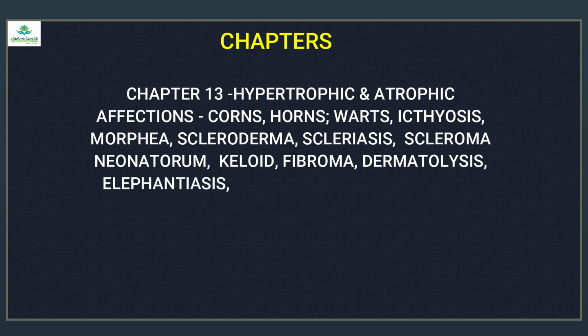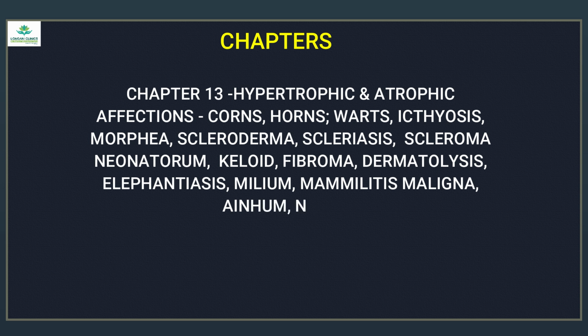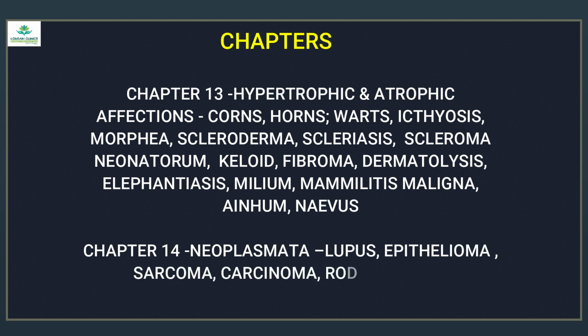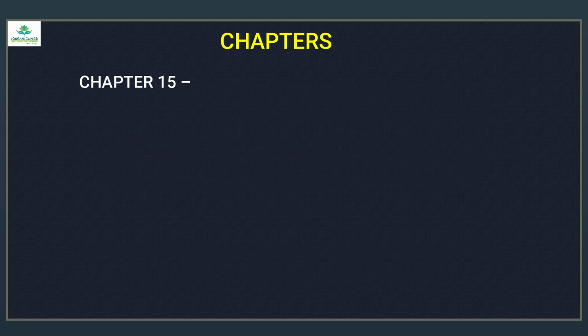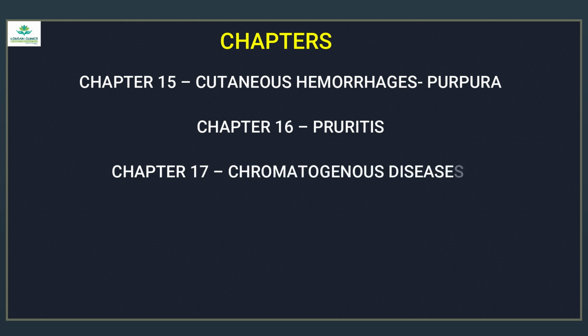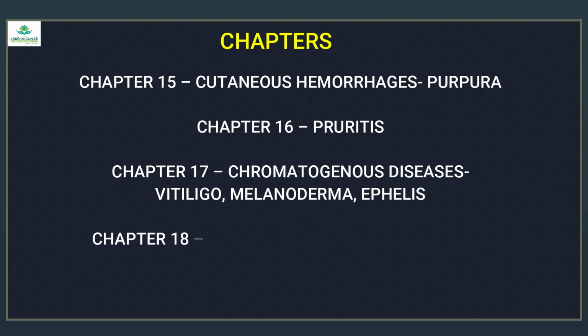Then comes the mammalitis. Then comes the anum nevus. Then comes the next chapter. It includes the neoplasmata, lupus erythematosus, sarcoma, carcinoma, rodent ulcer. Then comes chapter 15, cutaneous hemorrhages, purpura. Then chapter 16, pruritus. Chapter 17, chromatogenous diseases, vitiligo, melanoderma.